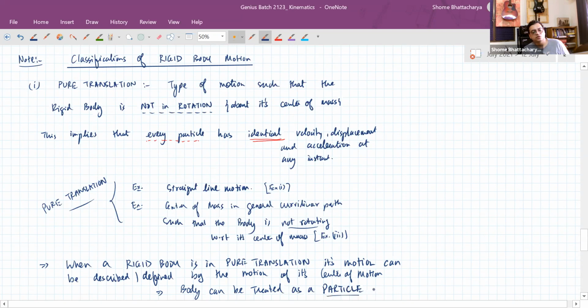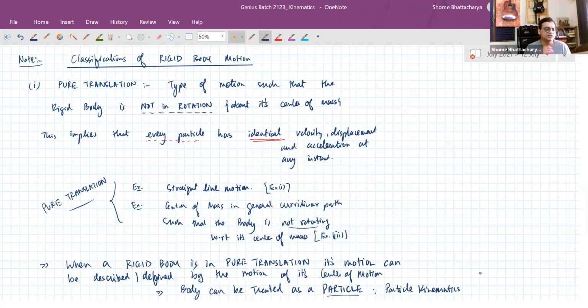And that's why we call this type of motion particle kinematics. So to write the equations of motion, we can imagine we've compressed the entire body into a single particle at its center of mass. And whatever that single particle is doing, every particle within our rigid body is doing the same thing in terms of its motion. So we can reduce the equations of motion from rigid body motion to a single particle motion, and that type of motion is called particle kinematics.